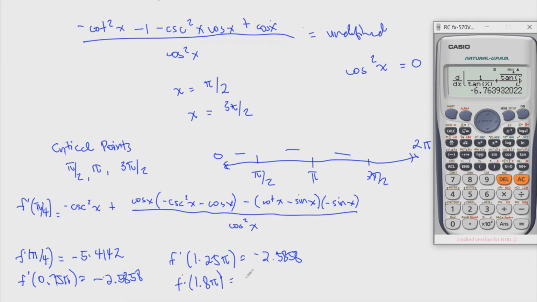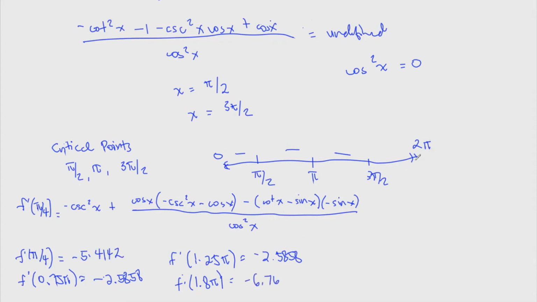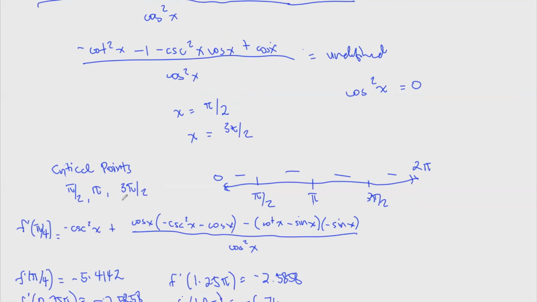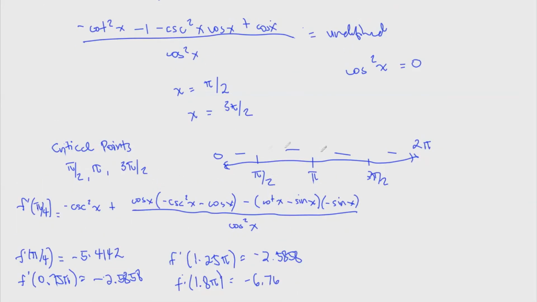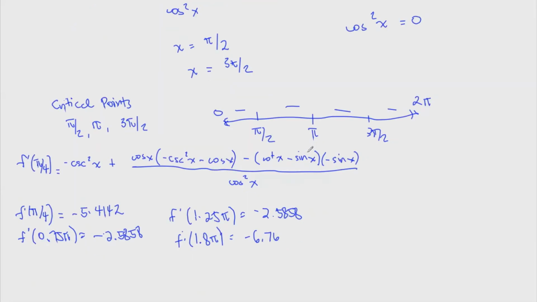That's negative 6.76. Okay, so that's just negative. So in short, of all these critical points, pi over 2, pi and 3 pi over 2, we can't see any sign changes. Therefore, we don't have any global maxima. Do we have a global minimum? We also have no global minimum.